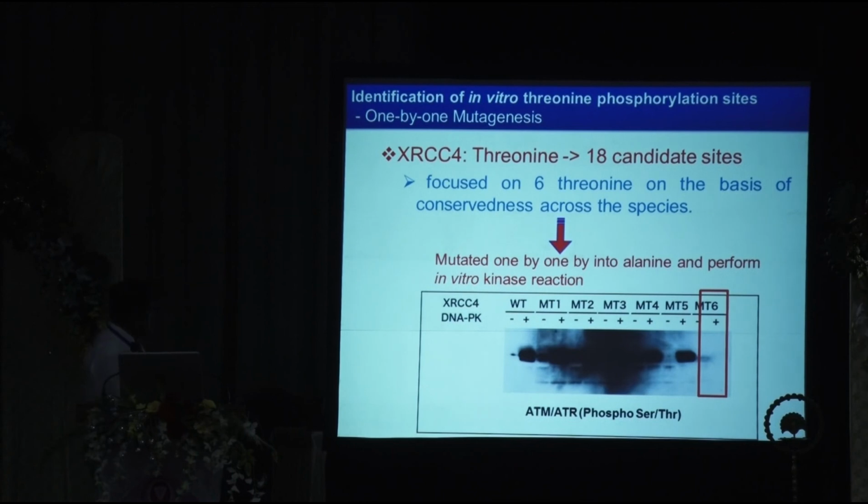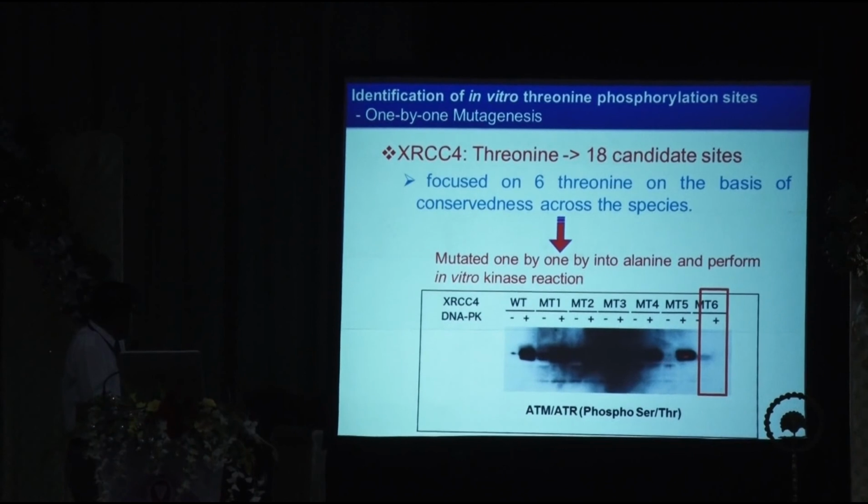In the case of this MT6 mutant, we could not see any phosphoryl signals. It means that this MT6 is the one that is phosphorylated. In the other threonine mutants, we could see phosphoryl signals very well as compared to wild type. It means that this threonine is phosphorylated by DNA-PK in the case of XRCC4 protein.